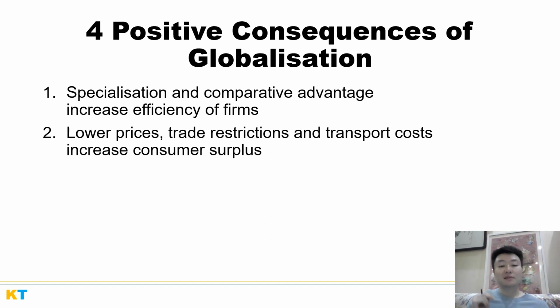Number two, lower prices. So trade restrictions and transport costs, all of these have been reduced or are gone in the case where we have trade agreements. And all of this works to lower prices for consumers. And so they can now enjoy a higher consumer surplus.